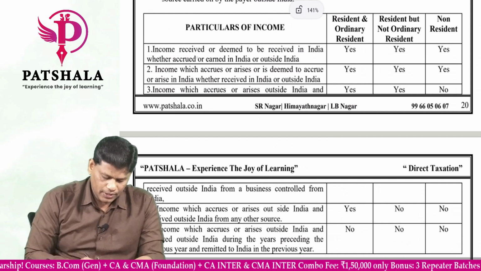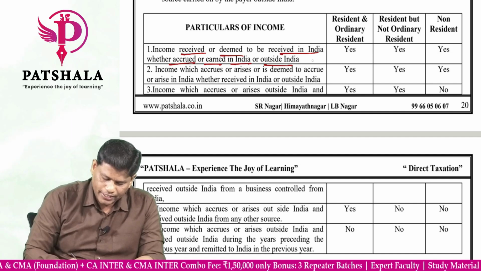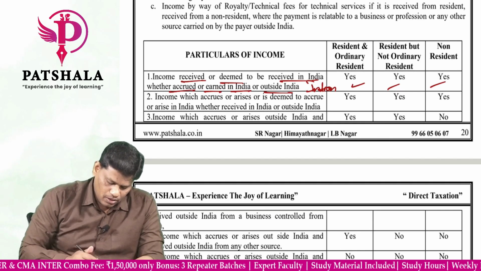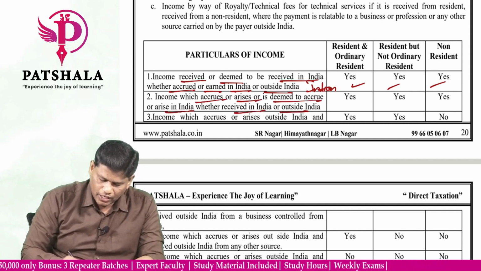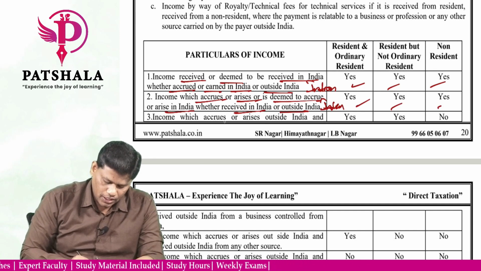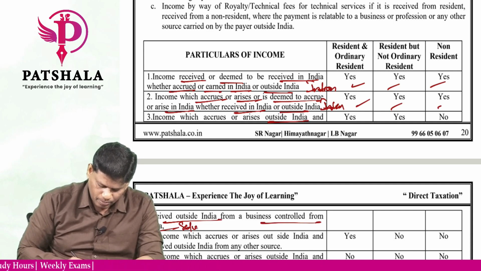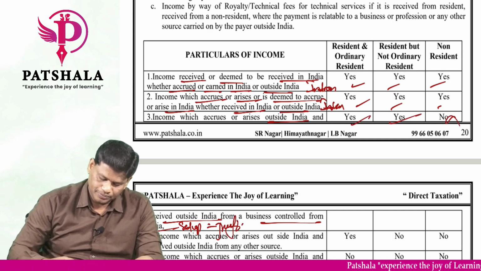Income received or deemed to be received in India, whether accrued or earned in India or outside India, is called Indian income: taxable, taxable, taxable. Income which accrues or arises or is deemed to accrue or arise in India, whether received in India or outside India, is also an Indian income: taxable, taxable, taxable. Income which accrues or arises outside India and is received outside India from a business controlled from India or profession set up in India: taxable, taxable, not taxable.